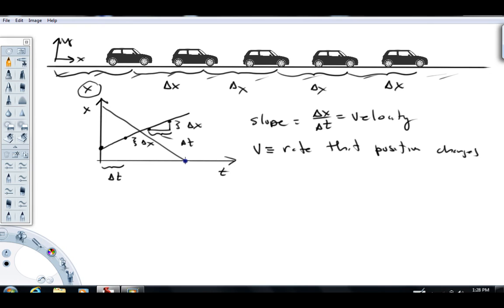So velocity is the slope of a position graph. This is how it's defined: rate that position changes. This is how it's calculated, delta x over delta t. Now what we're calculating here is what's called the average velocity. I'm going to make another video that talks about the difference between average velocity and instantaneous velocity.